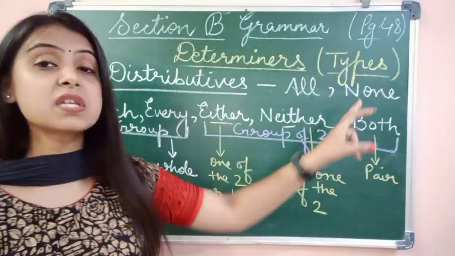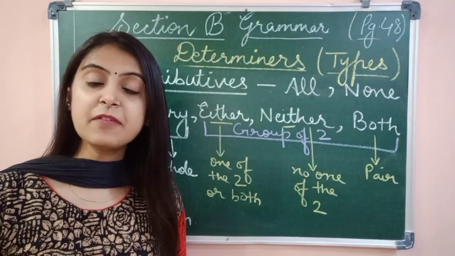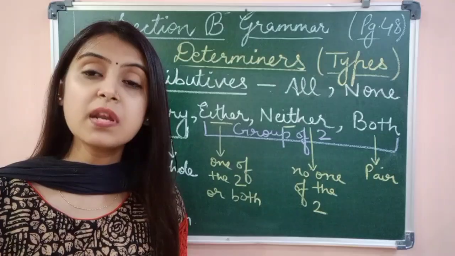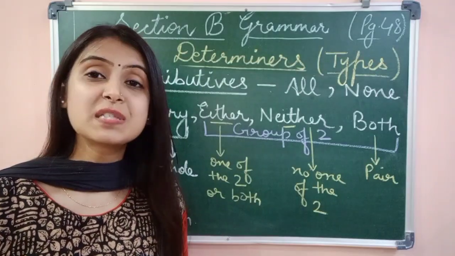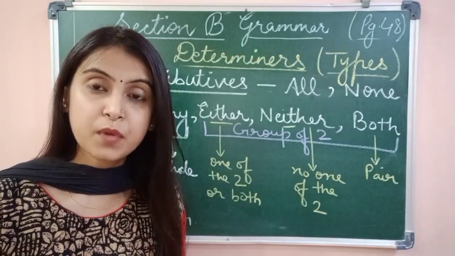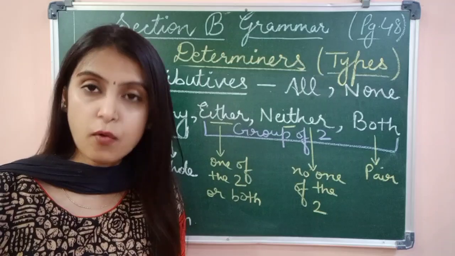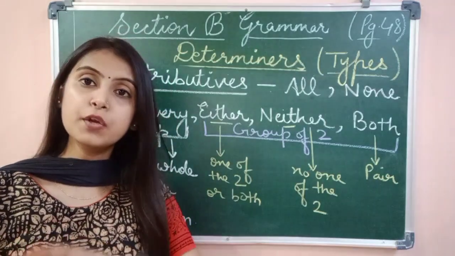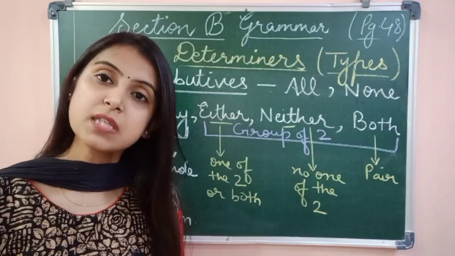None is used to refer to nobody. For example, if I say none of the children has done well, or none of you speak to me politely, it means nobody. I am talking about no one. Out of the group, no one is responsible for doing this work.